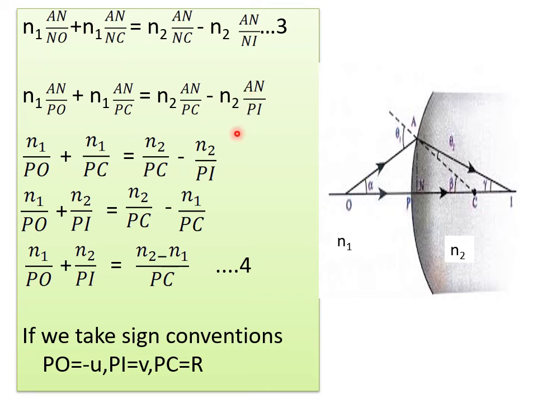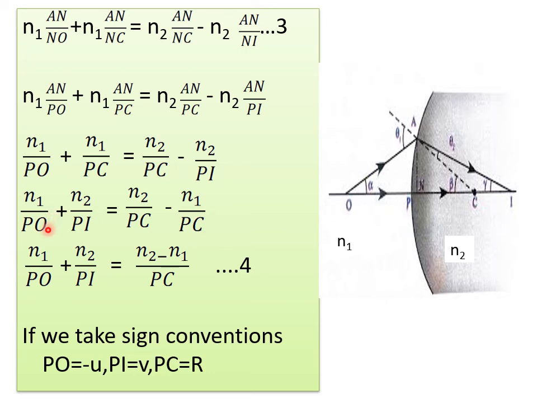PI. Now, if you take AN common this side and AN common this side, both sides AN gets cancelled. So you are left with N1 by PO, N1 by PC, that is equal to N2 by PC minus N2 by PI. Now just see. This minus comes this side, so our equation changes like this: N1 by PO plus N2 by PI is equal to N2 by PC. This plus goes that side, becomes negative, minus N1 by PC.